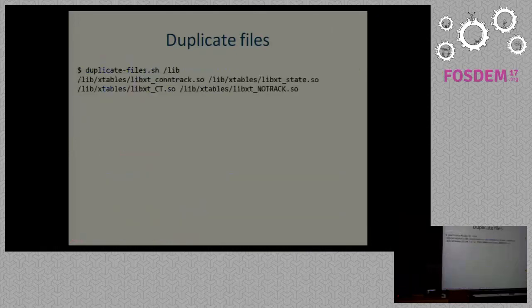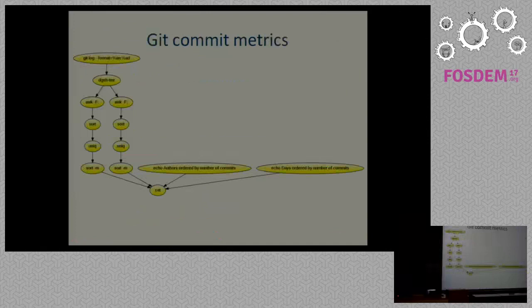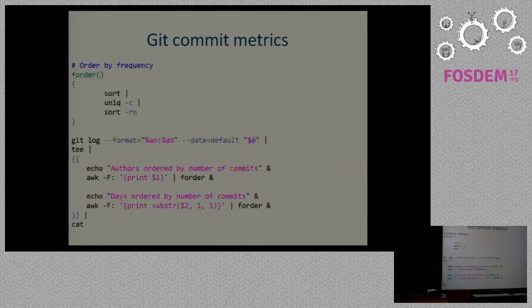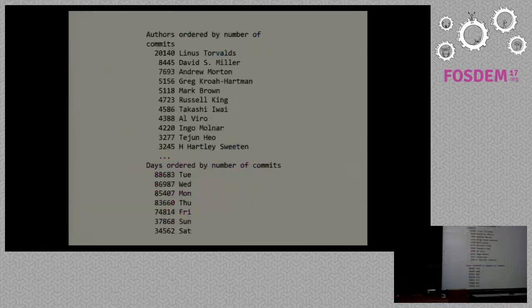As another example, say you want to run git log, and you want to find who has done the most commits and in which days these commits have happened. You can do that with a sort, uniq, and sort again sequence, but you want to do it once for each without running log multiple times. So here I have a function that prints the number. I run log for the authors and the dates. With tee, I fan out to two processes, one for the authors and one for the days. And with cat, I join them again. And if I run this on the Linux kernel, I get a list of authors and a list of days where most commits happen. It appears that for some reason Tuesday is the day where we feel most productive.